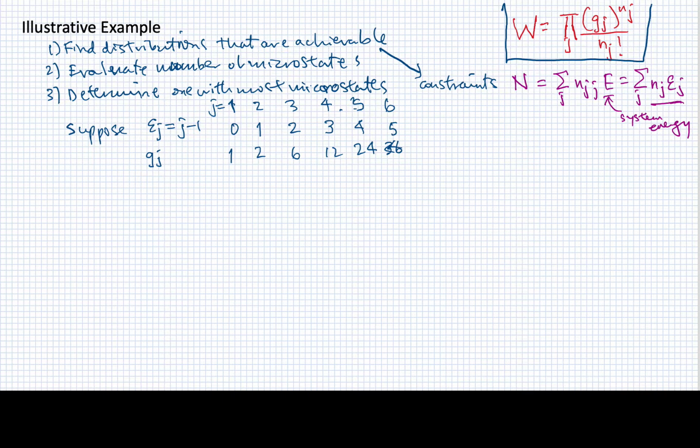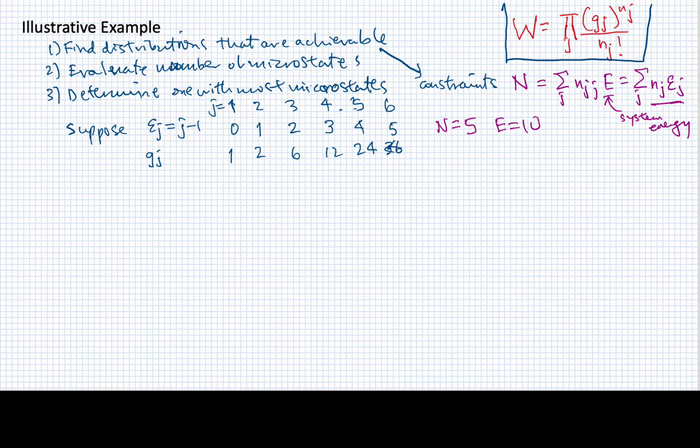Now what I want to do is characterize a system where I've specified both the number of particles and the energy. So we'll have the number of particles equal to 5, and the total energy is going to be equal to 10. And so what I want to do is create a table that characterizes each of the distributions.